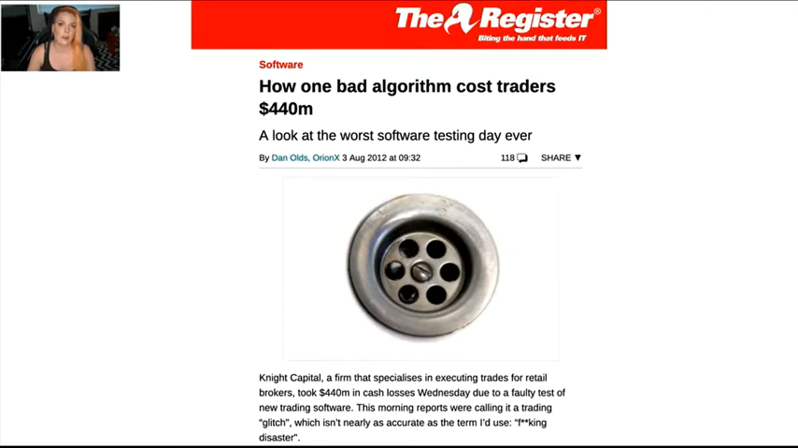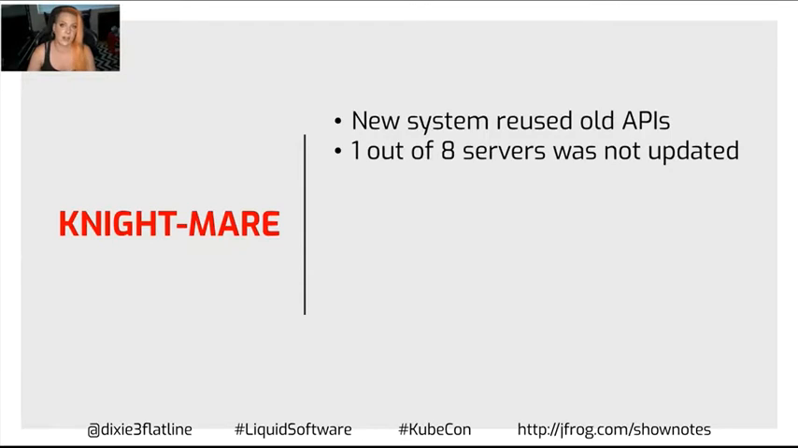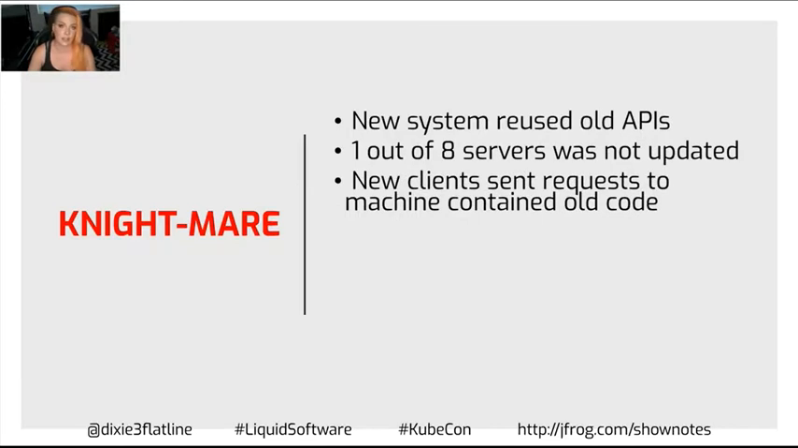Knight Capital was a trading firm that specialized in automated trading on the New York Stock Exchange. They decided to roll out a new system, and for some reason, they decided to reuse some old APIs, but some of the endpoints had changed. Somehow, one of the 8 servers was not updated. New clients sent requests, but one of those machines contained old code with an API that behaves differently.